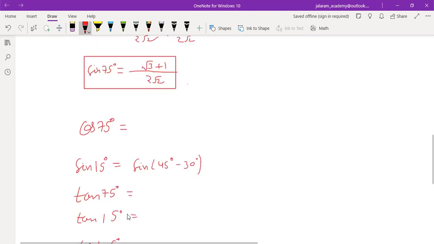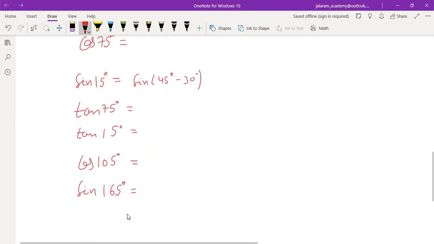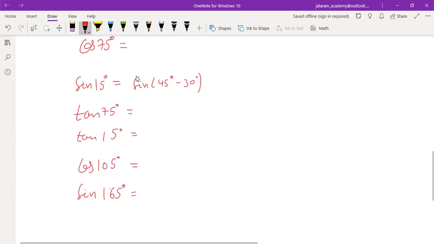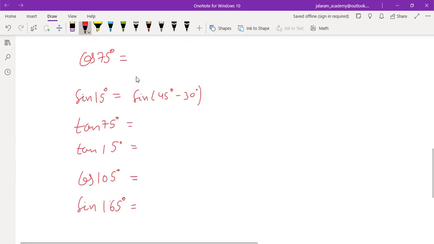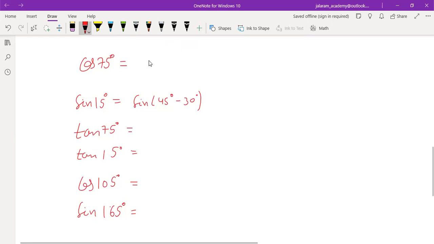So how to find these angles? Think about them and solve them. Further we will discuss it. I'm giving you some time to solve them first.